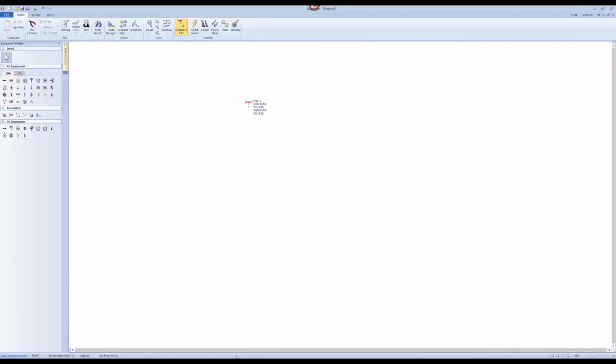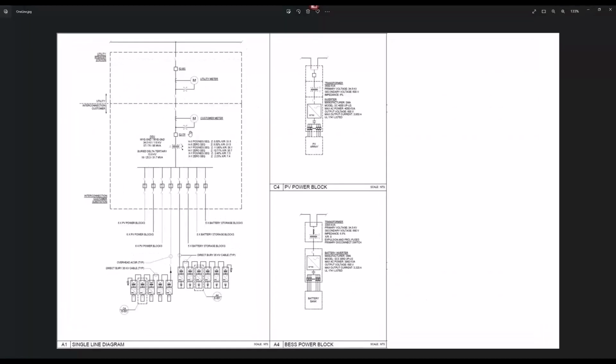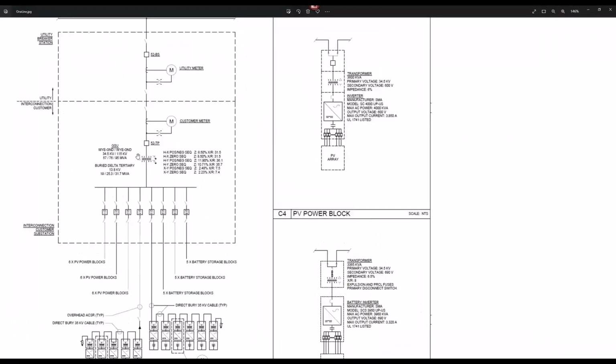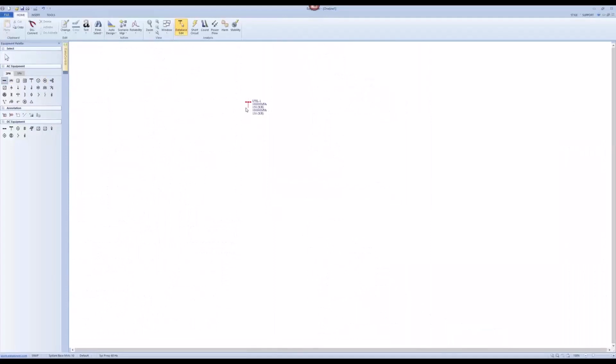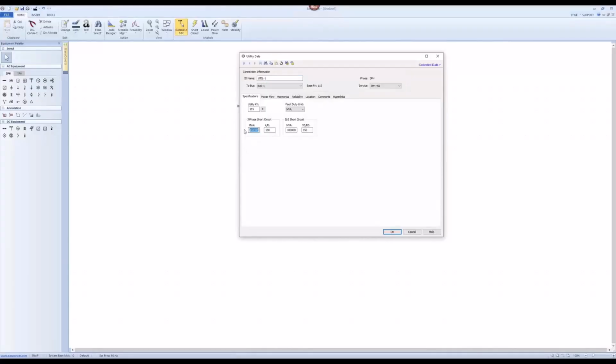Now, we know from the one line that my utility is 115 kV, right? So my utility bus voltage is going to be 115 kV. Put the bus here, 115 kV. And the strength of your system is the crucial number to put, because still according to IEEE 519, as you can see from the criteria table, it contains short circuit ratio. So based on different short circuit ratios, the ITDD limit is different, right?